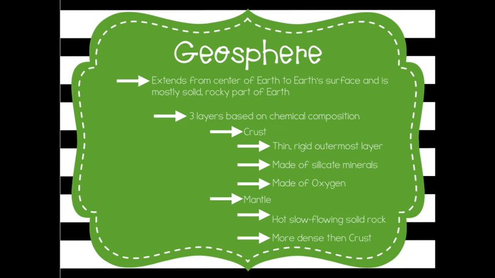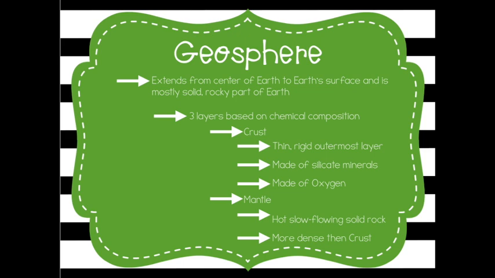The geosphere extends from the center of Earth to the Earth's surface and is the mostly solid, rocky part of Earth. Now, the geosphere is divided up into 3 layers based on the chemical composition of each layer. It's divided up into the crust, the mantle, and the core. Now, the crust is a very thin, rigid outer layer. It's the very, very edge of the Earth. It's made up of mostly silicate minerals and, of course, oxygen. Make sure you put a little star by made up of oxygen, because that is a test question, if you recall from your pre-test.